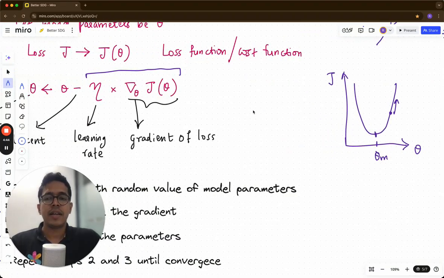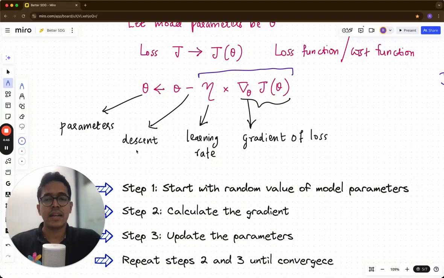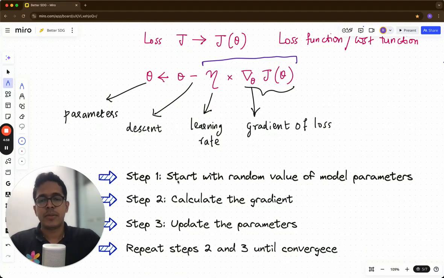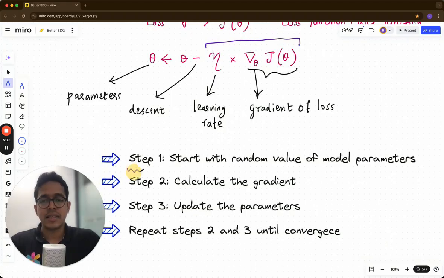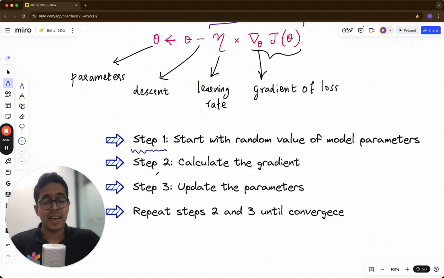So that is why it's called gradient descent, and that's why you have a minus sign here, because you are modifying the value of theta such that you are moving opposite to the direction of the gradient of the loss function, right? So step 1 is initializing the parameters with random values.